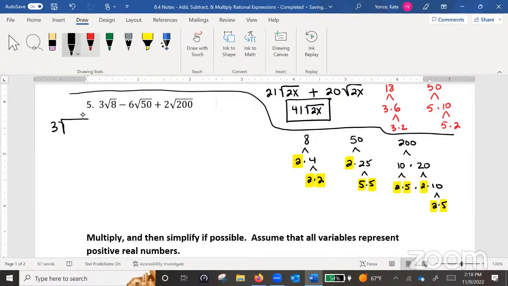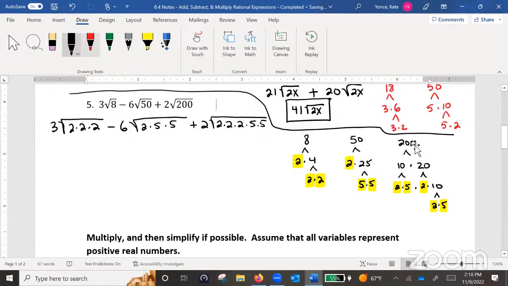So we have 3. And then did you get 2 times 2 times 2 for the 8? Minus 6. And in the 50, did you get 2 times 5 times 5? Plus 2 times, and for the 200, we got 3 2s and 2 5s, right? Did everybody get that? Okay. And again, if you had broken the 200 down to 100 times 2 and you know that the square root of 100 is 10, go for it. You don't have to break it all the way down.